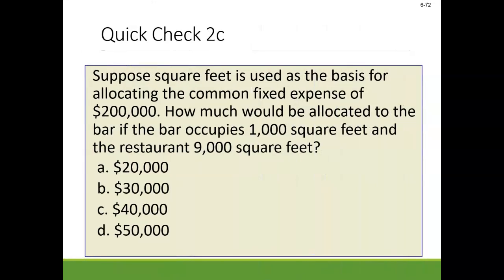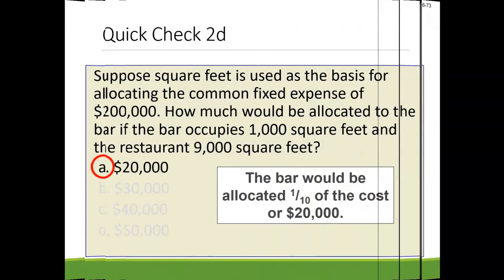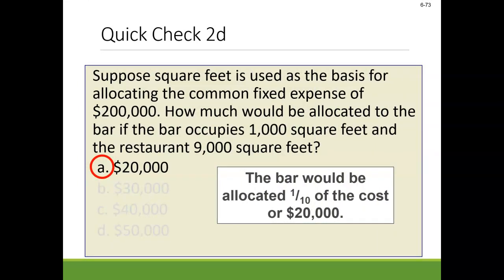Suppose square feet is used as the basis for allocating the common fixed expense of the 200,000. How much would be allocated to the bar if the bar occupies 1,000 square feet and the restaurant occupies 9,000 square feet? Well, in that case, 10% of those costs would be allocated to the bar.